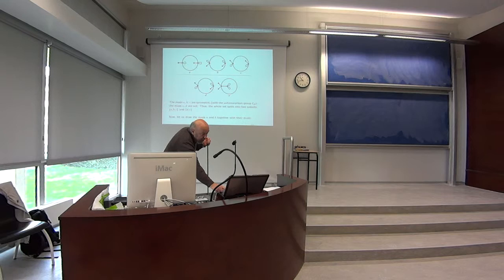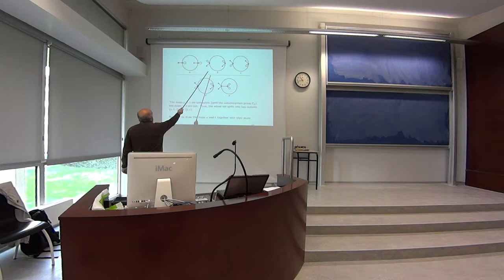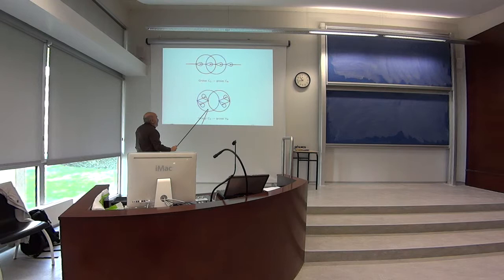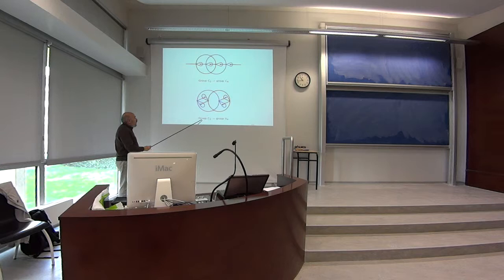Now let us try to draw the maps A and B together with their duals. Here is the map A together with its dual, the map B together with its dual. So the group of automorphisms becomes twice bigger, but in this case, instead of cyclic group C2, it becomes cyclic group C4, and here instead of C2 it becomes the Klein group V4.